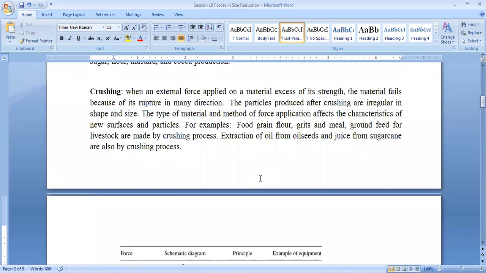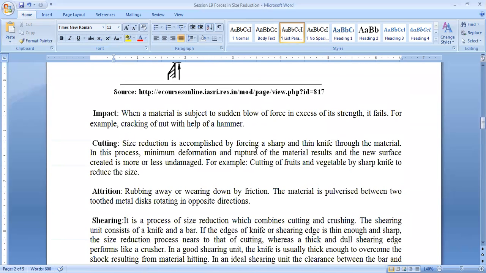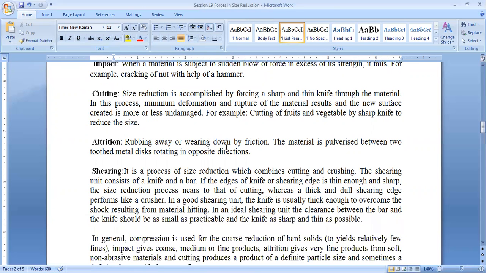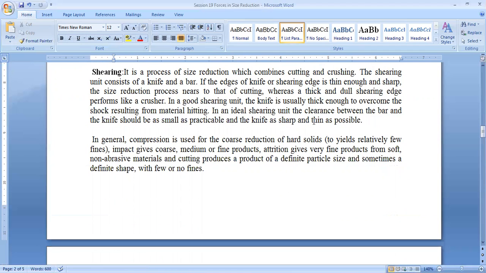If we talk about crushing, it is used for making flour from grains and grinding feed. Similarly, cutting of fruits and vegetables by a sharp knife to reduce the size comes in cutting. In impact, we are doing the hammering in a hammer mill, and attrition in an attrition mill, as I have told earlier. And shearing combines cutting and crushing together, and that's how the size reduction action takes place.